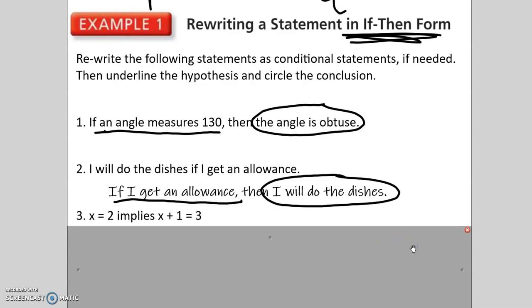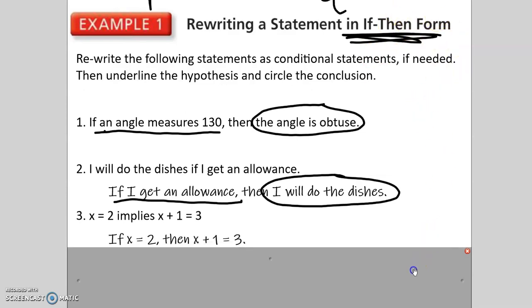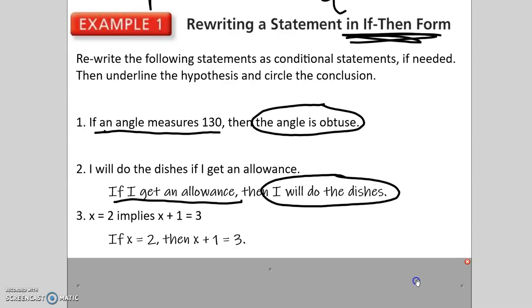Here's another one. X equals 2 implies X plus 1 equals 3. Not in that if-then form, so let's rewrite it. If x equals 2, then x plus 1 equals 3, and we know that's now a true statement. Here's my hypothesis, if x equals 2, then my conclusion, x plus 1 equals 3, which would be true.